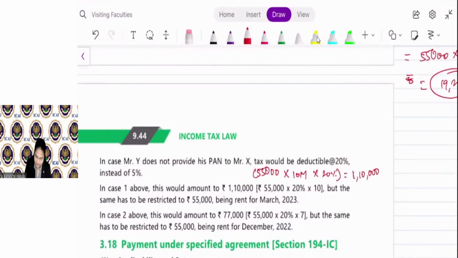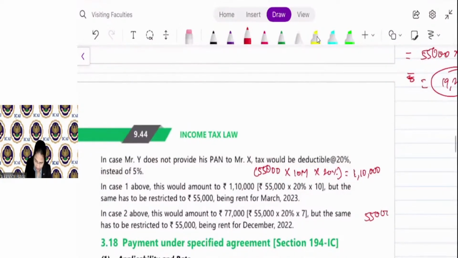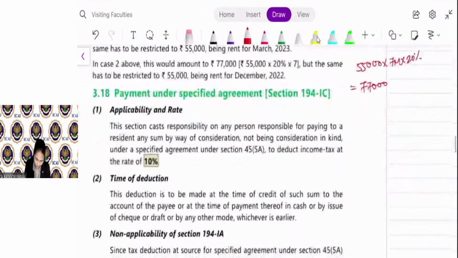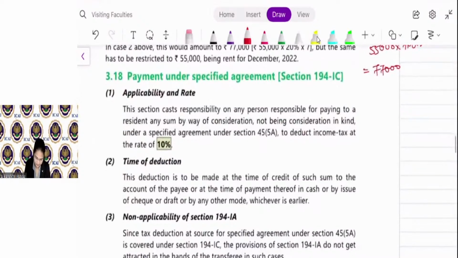In second case, 55,000 into 7 months into 20%. It comes to 77,000. Here also the TDS is restricted to 55,000. That is the rent of last month. Clear, everyone?